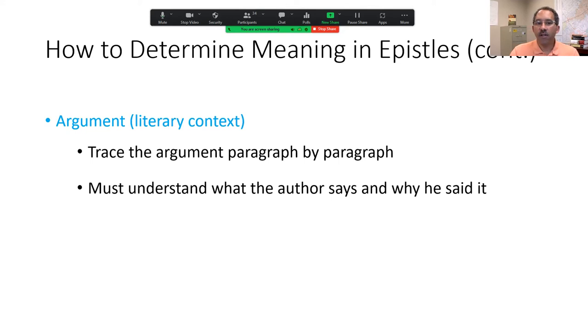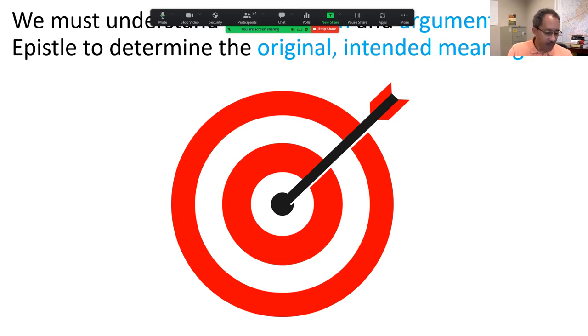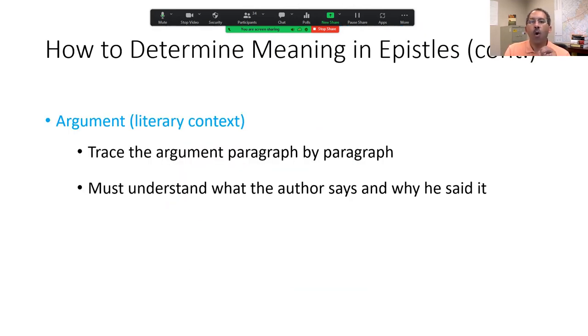The key thing also is that we have to understand what the author says and why he says it. The key thing is, what is the point? Keep asking yourself as you're going through the epistle, as you're going through the letter, why is Paul saying this? Why is he saying this now? What is he leading to? He's building up to something. If you keep asking yourself that question, then you will start to get it.